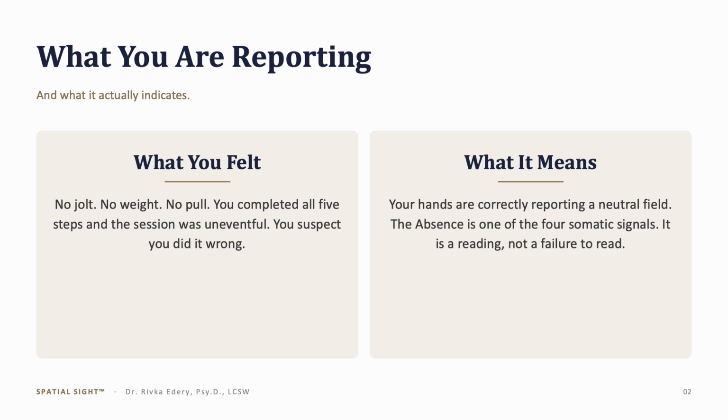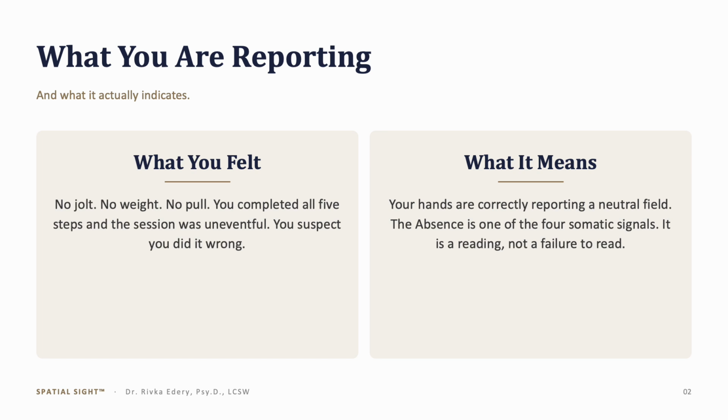Go back to the somatic filter. There are 4 signals in it, and I want you to notice that we named all 4 for a reason. The jolt, sharp resistance. The weight, concentrated heaviness. The cognitive override, that feeling of reaching, of preference, which is you catching yourself. And the 4th, the absence, flat, neutral, zero sensation.